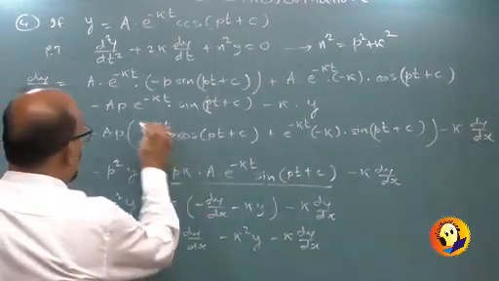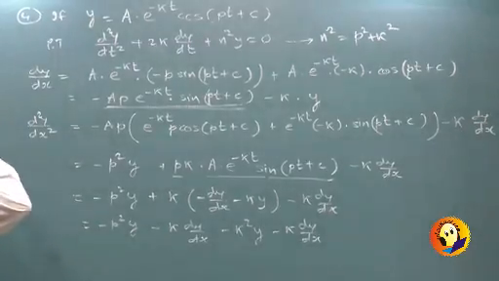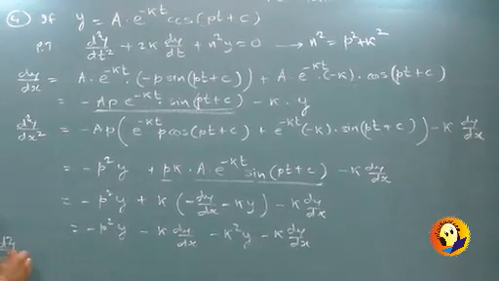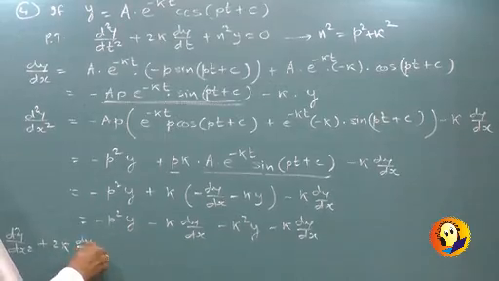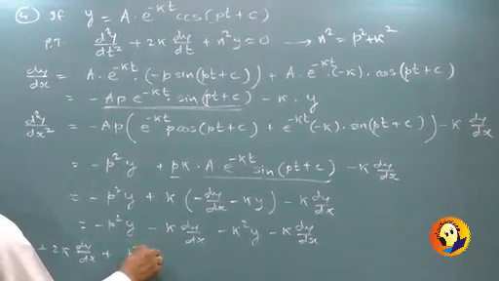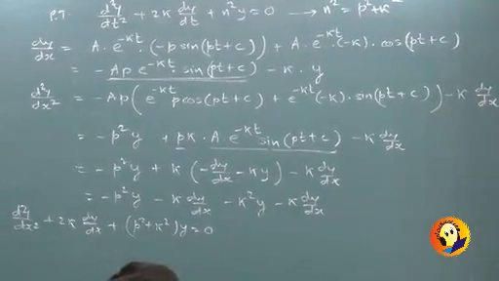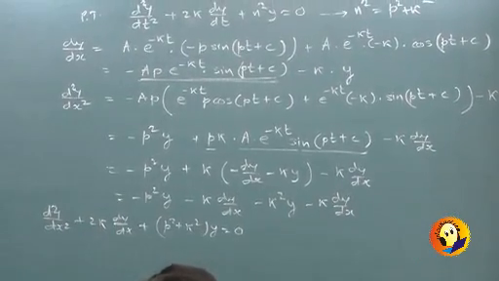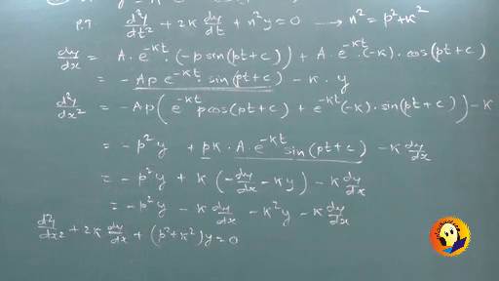This substitution is important. This is to be substituted in terms of dy by dx. So it will be d2y by dx square plus 2k dy by dx plus p square plus k square y equal to 0. That is n square. Right?